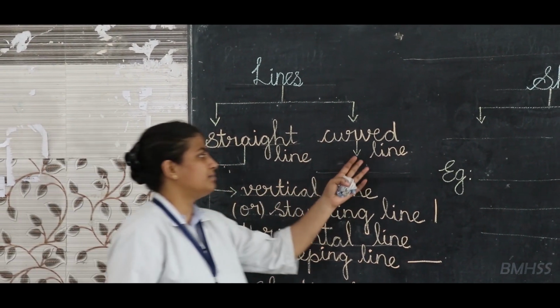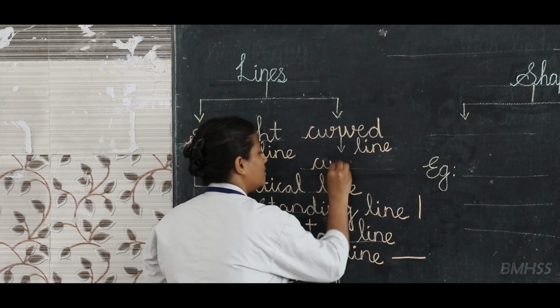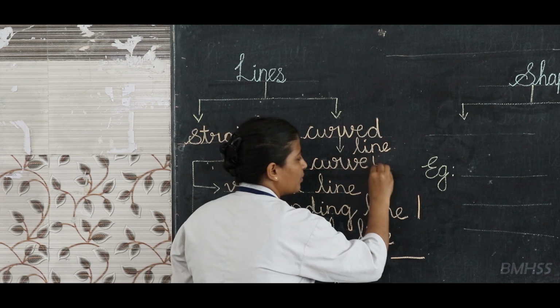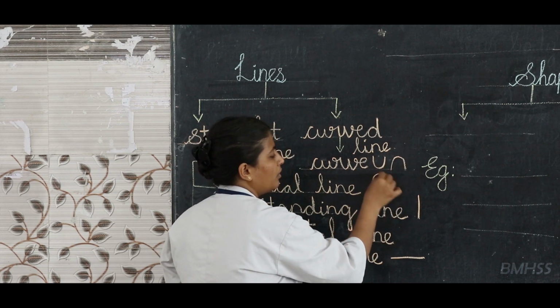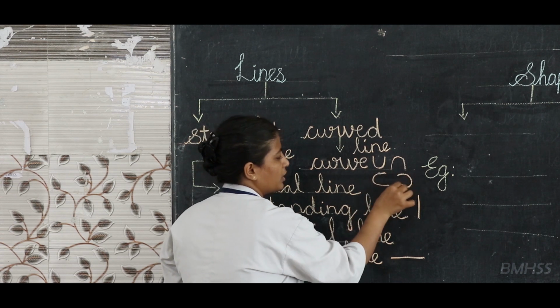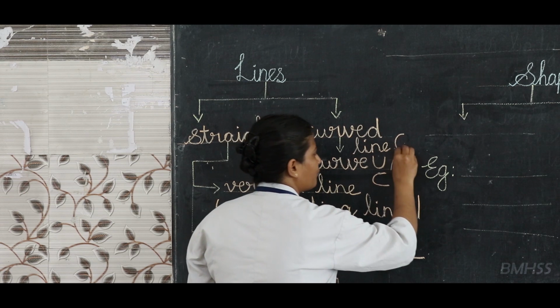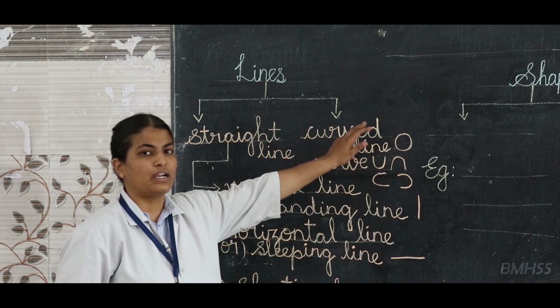In curved line you have curve. C-U-R-V-E. The curve may be upward open curve, downward open curve, rightward open curve or leftward open curve, or even full curve, that is, this is a full closed curve. So these are all types of curved lines.